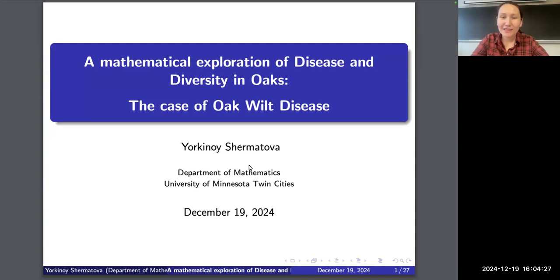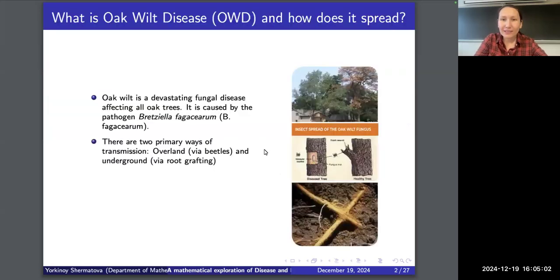My name is Yorkinoy. I am almost finalizing my PhD in applied math at the University of Minnesota Twin Cities. I ended up minoring in ecology because I was a little interested in all these ecological phenomena. And this is one of the projects I worked on with some of the people from the ecology department. So I'm really excited to share a little bit about oak wilt disease and how species diversity plays a role in that.